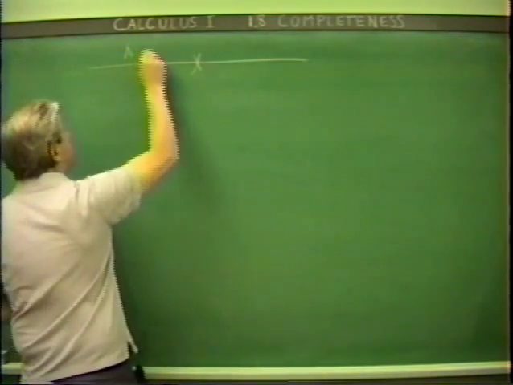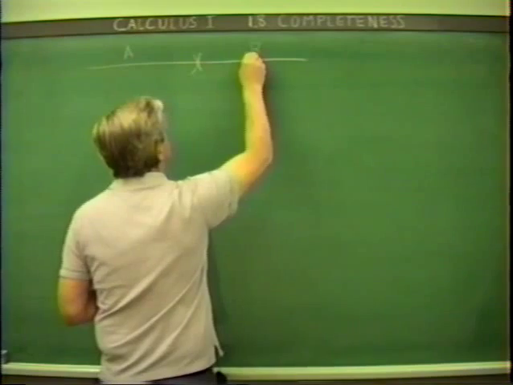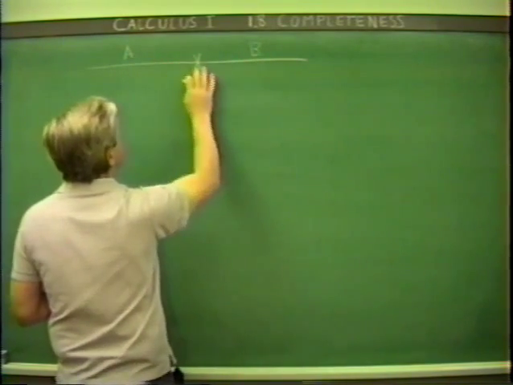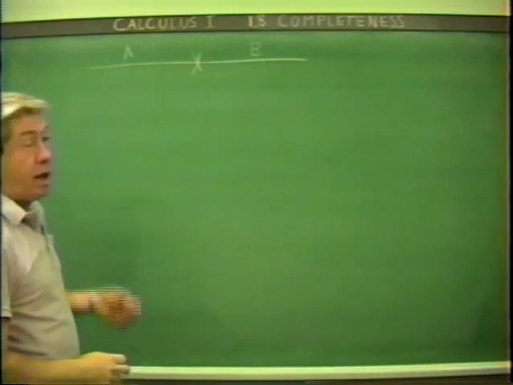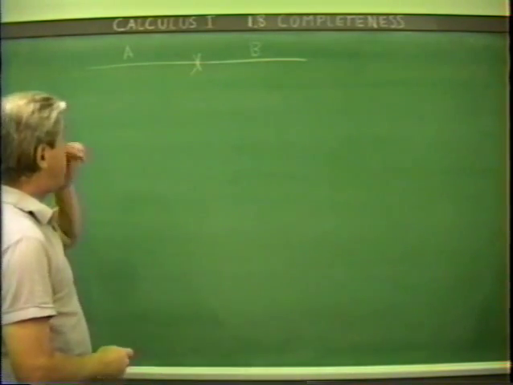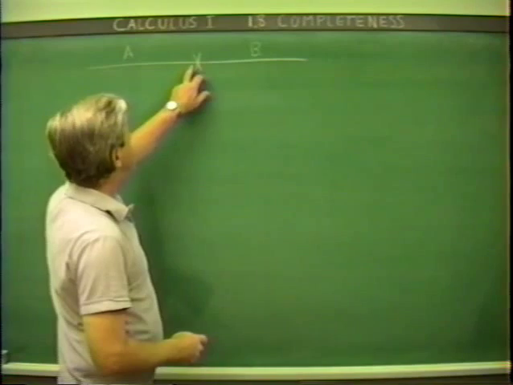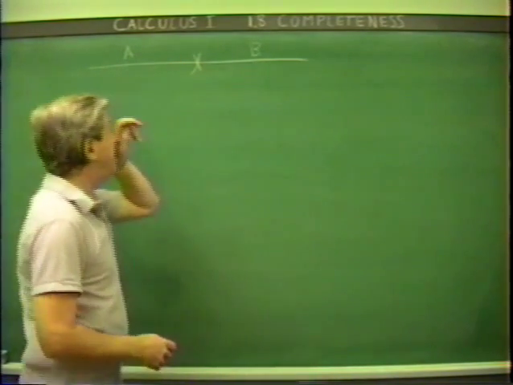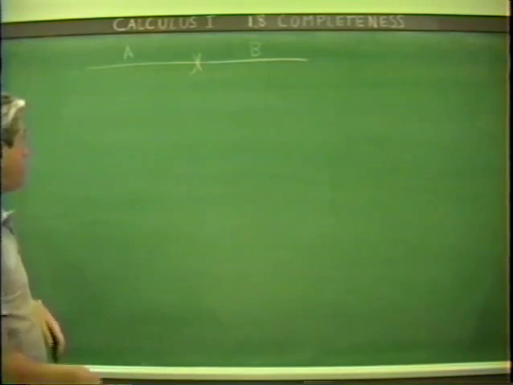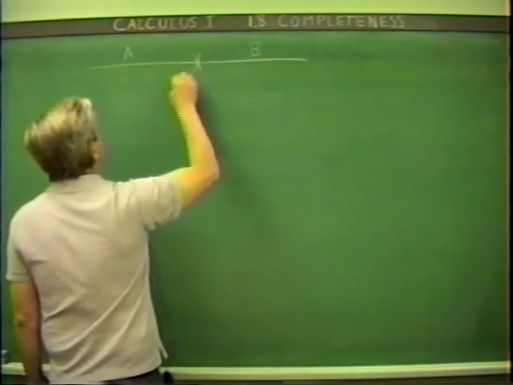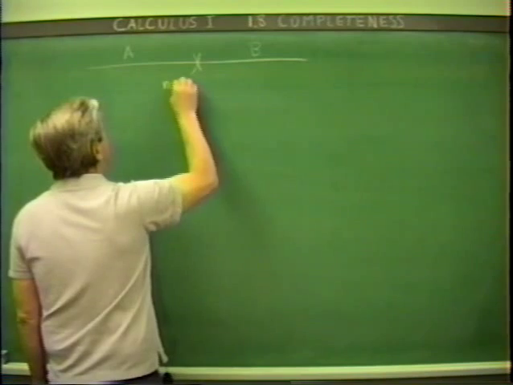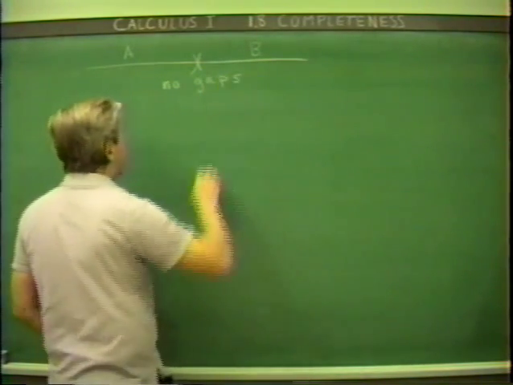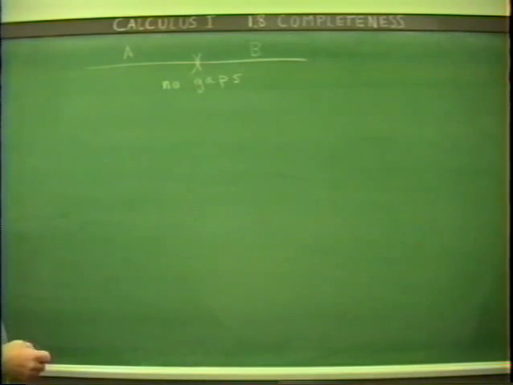That's to say, unlike the rational numbers, it's not possible to divide the line into two sets A and B, so that A and B are not empty, and A has no largest element, and B has no smallest element. It's possible to do this with the rational numbers. For example, the rational numbers less than the square root of 2, and the rational numbers larger than the square root of 2. We want a real line with no gaps.